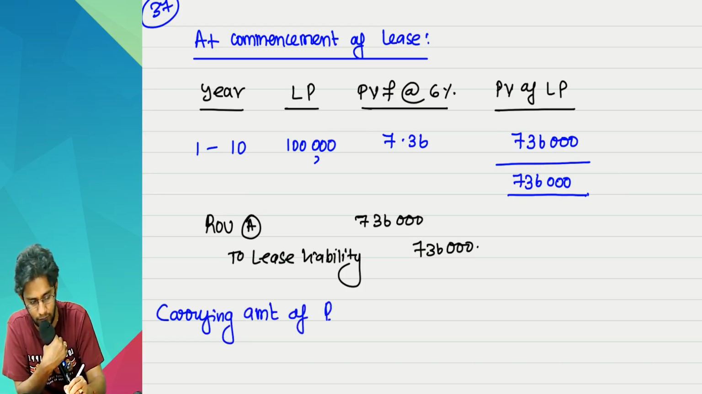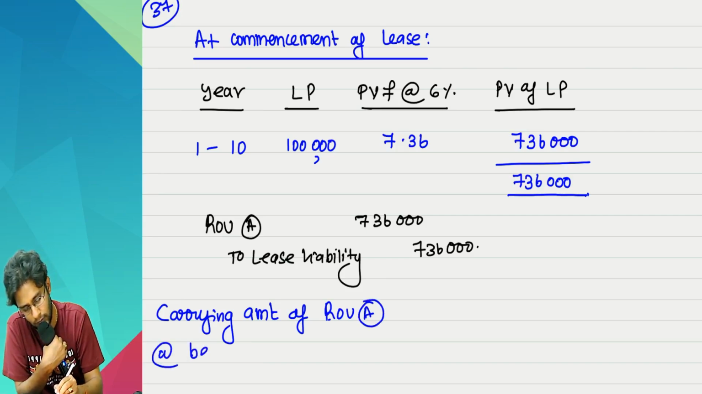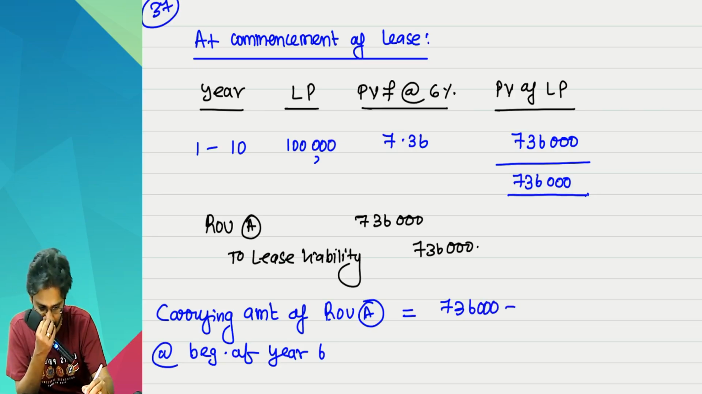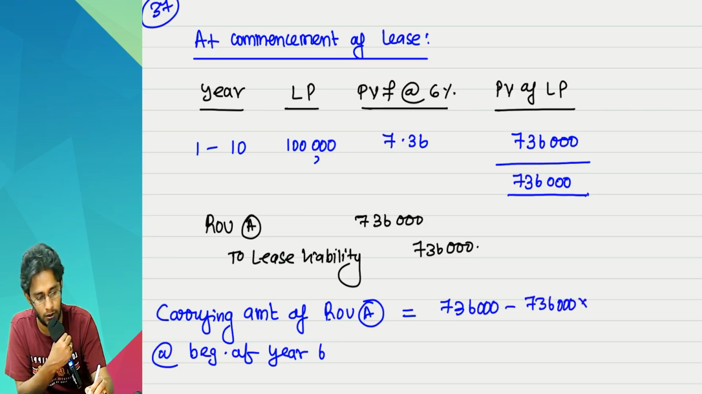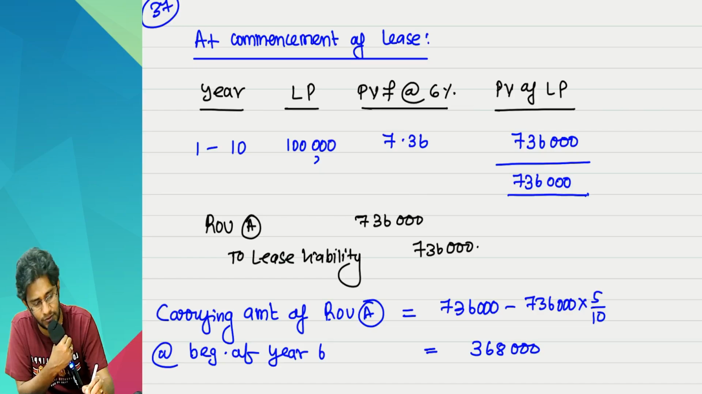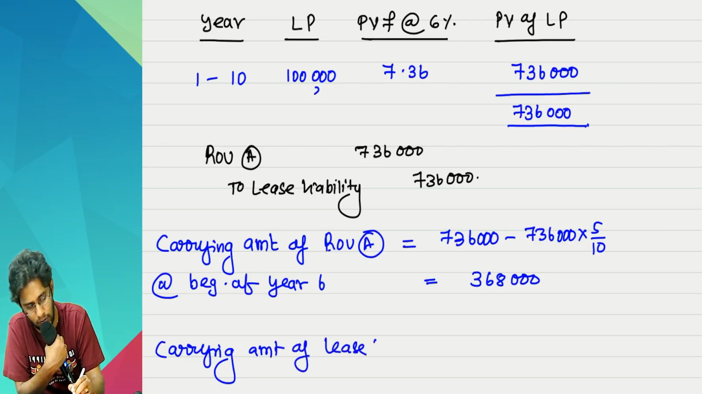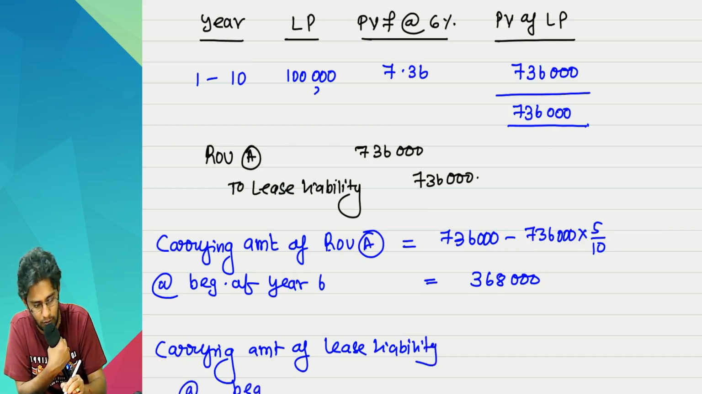Carrying amount of ROU asset at the beginning of year 6 is equal to 736,000 into 5 by 10, which is 368,000. Okay. Carrying amount of lease liability at the beginning of year 6.